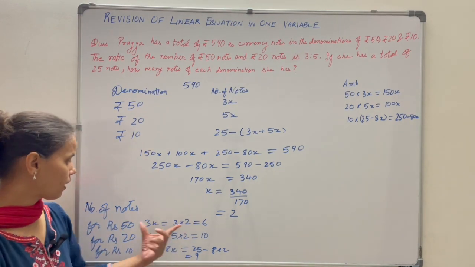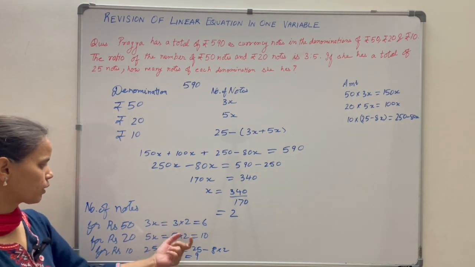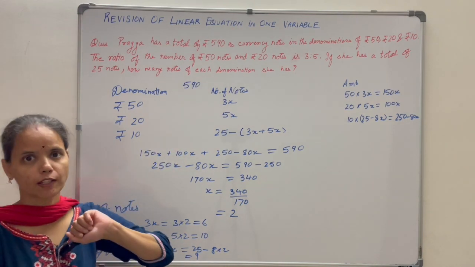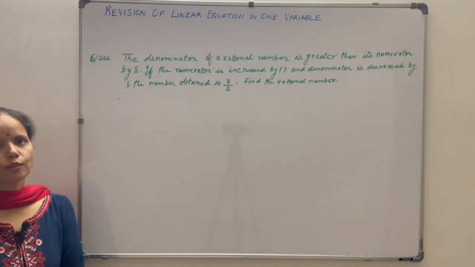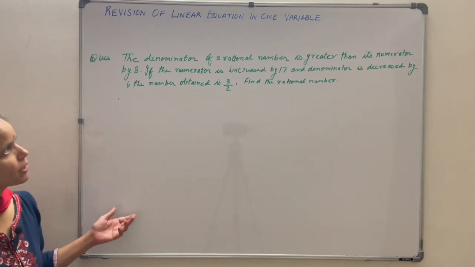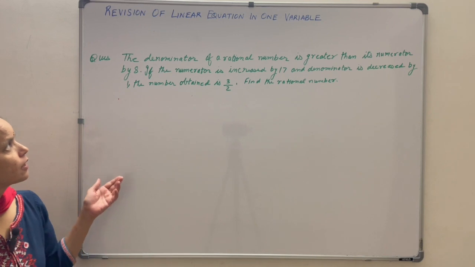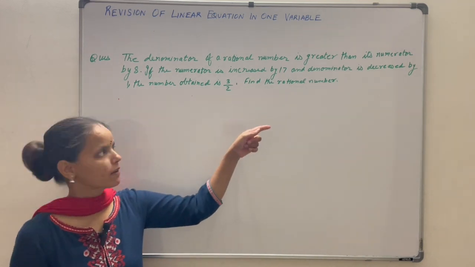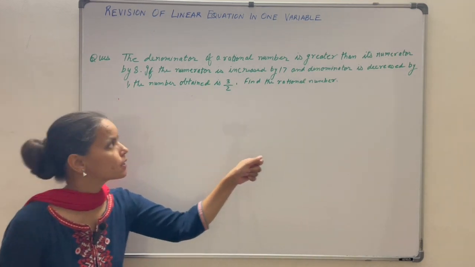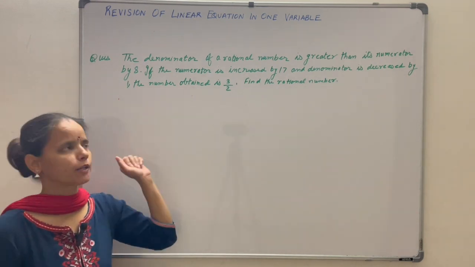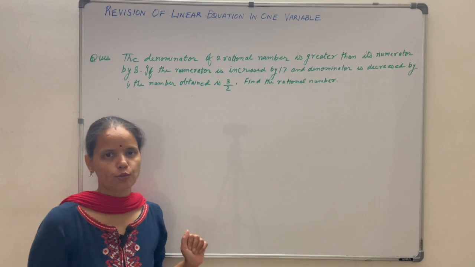If you multiply 50 by 6, 20 by 10 and 10 by 9 and add up, you get 590 rupees. Now let us solve this question. The denominator of a rational number is greater than its numerator by 8. If the numerator is increased by 17 and the denominator is decreased by 1, the number obtained is 3 by 2. You have to find the rational number.